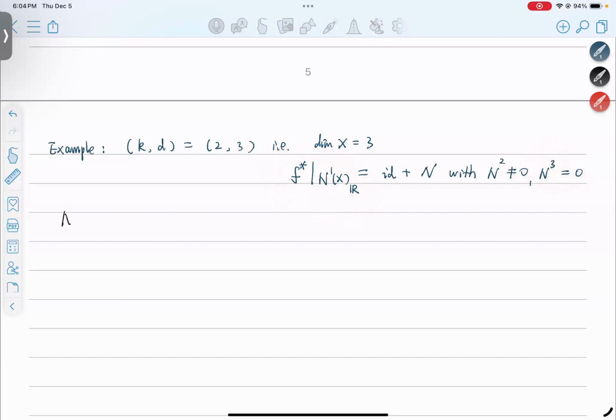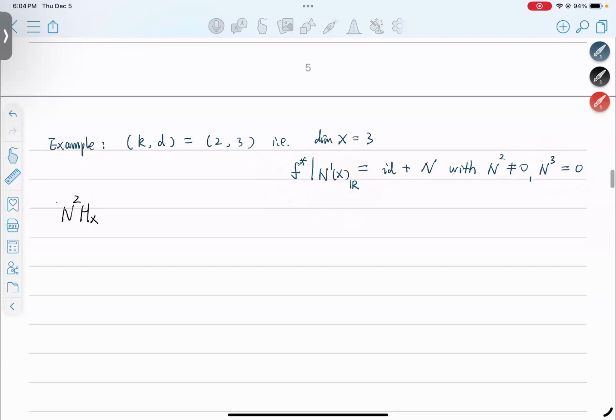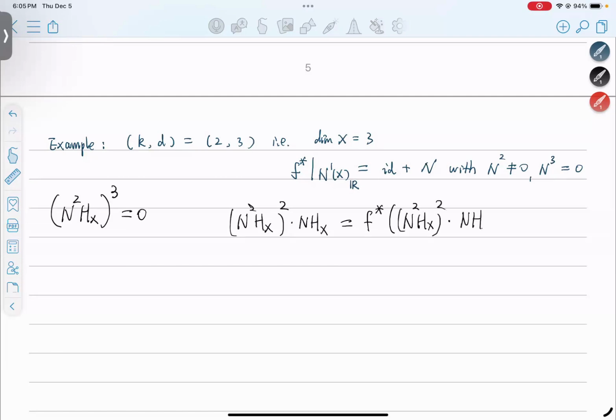So first, we can easily show that n square hx, this is a divisor on the threefold x. We can show that the top self-intersection of this divisor is 0. The reason is, to show this intersection is 0, we look at another divisor. We look at n square hx squared times n hx. By the projection formula, when f is the automorphism, this intersection number, the left hand side, is equal to f pullback of n square hx squared times n hx.